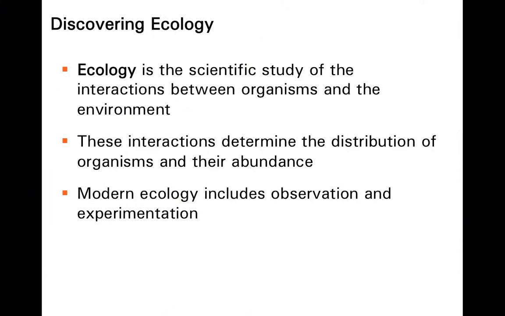So what you think of as ecology may be things like recycling and concern about endangered species and things like that. And that ties into what is the scientific definition of ecology. So one way of defining ecology is that it is the scientific study of the interactions between organisms and their environment. But another way to say that is that ecology is the scientific study of abundance and distribution of organisms.